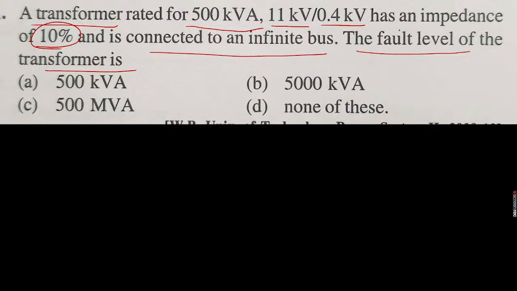Nobody is getting the answer. Let me tell you, this is a one-step formula. Fault level MVA equals actual MVA divided by per unit impedance.